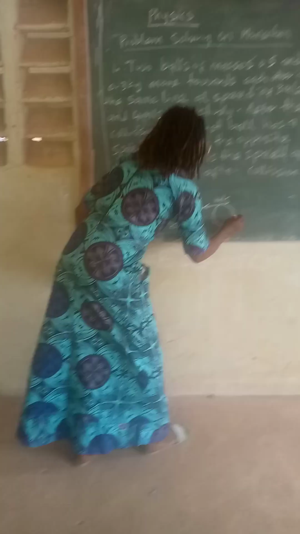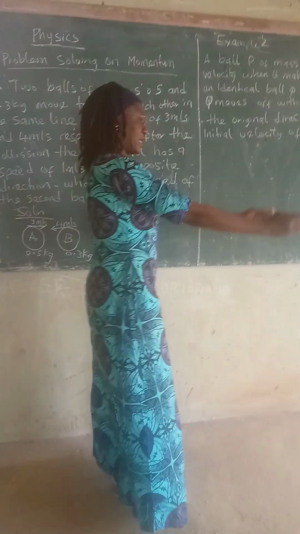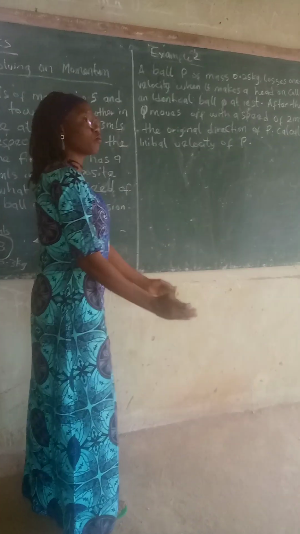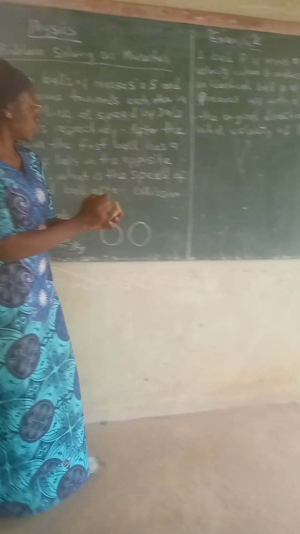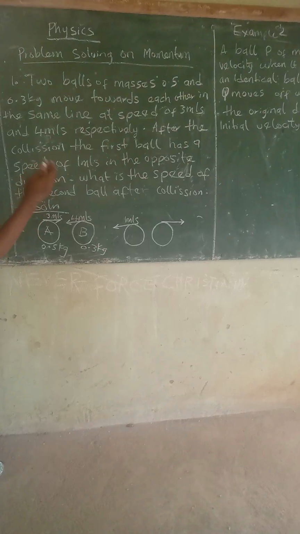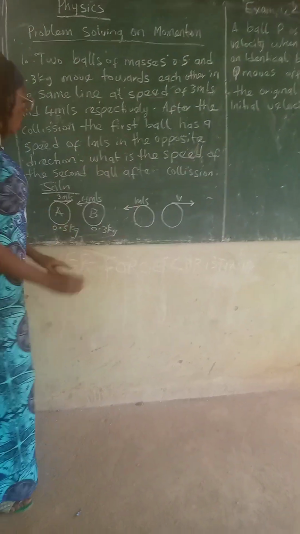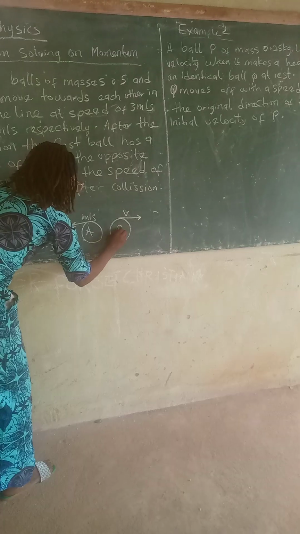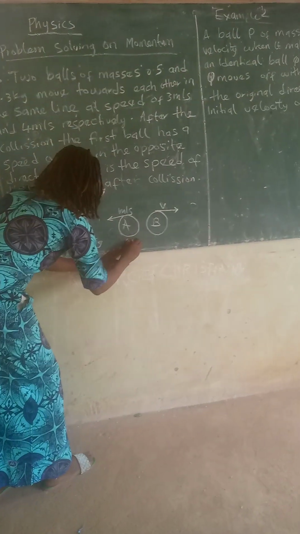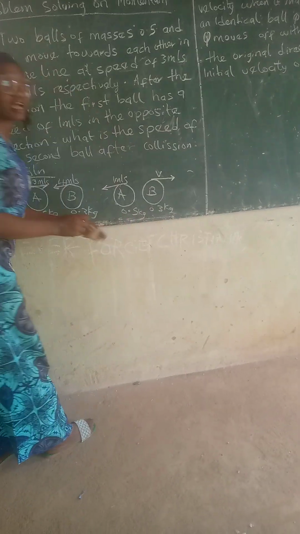What is the speed of the second ball? Like I said before, if the direction is this way originally, it is expected that the body should move this way after collision. So we will maintain this direction, in the opposite direction. What is the speed of the second ball after collision? We don't know this, this is what we are looking for. Body A is 0.5 and body B is 0.3 kg. The masses don't change after collision.